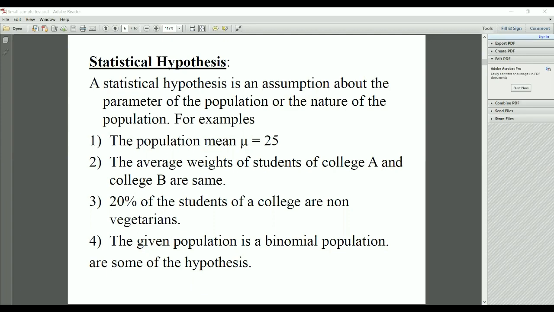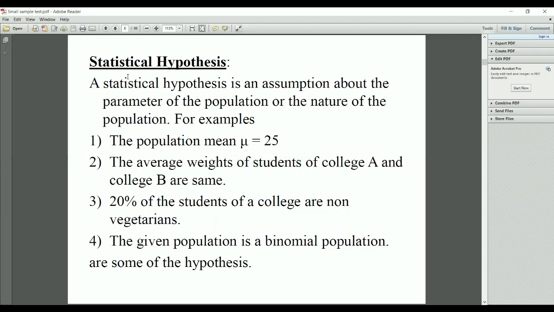And third, 20% of the students of a college are non-vegetarians. The given population is a binomial population. These are all examples of how, whenever you are assuming H0 and H1, and in which situation, we state the statement about H0 and H1, what kind of statement it should be.